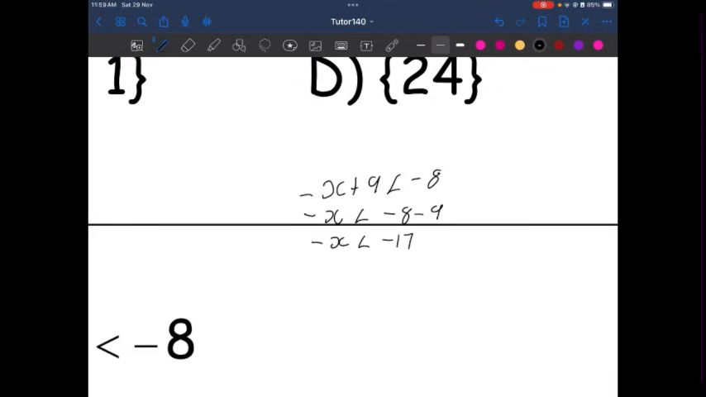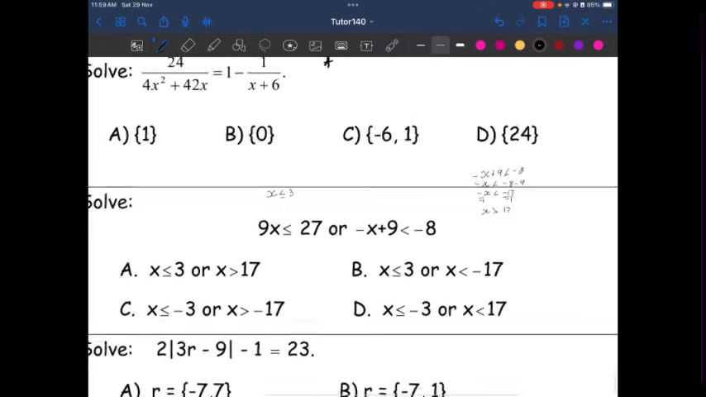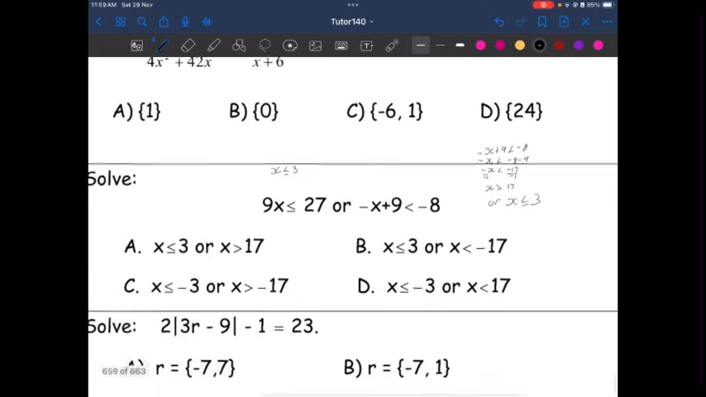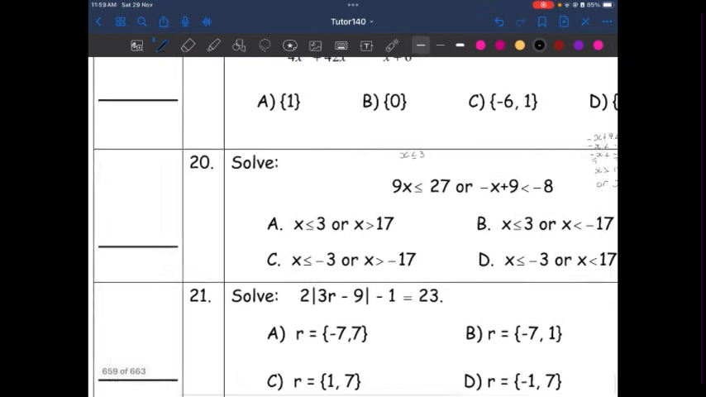When you divide both sides by a negative number, the sign flips. So we're going to divide both sides by negative 1. So our answer would now be x is greater than positive 17. So x is greater than positive 17, or x is less than or equal to 3. So which answer gives us that? A.